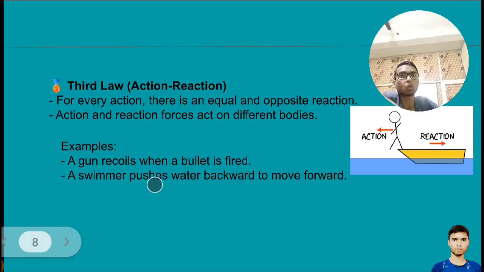Examples: a gun recoils when a bullet is fired. A swimmer pushes water backward so that the swimmer can move forward. It happens. You can see the nature of the third law. This is what happens. Clear?